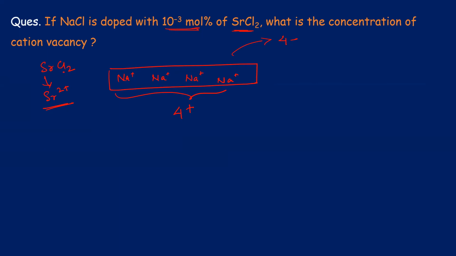So you will not be thinking about Cl because it is not an impurity. We are not changing the number of Cl negative. That means we have 4 negative always.